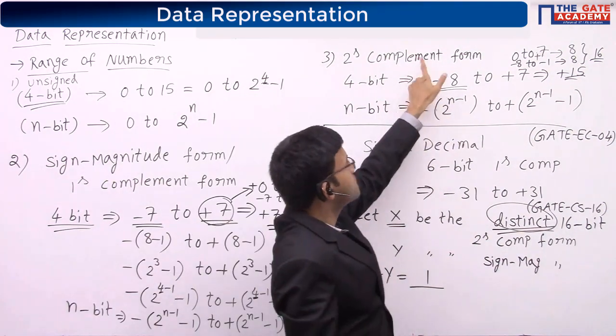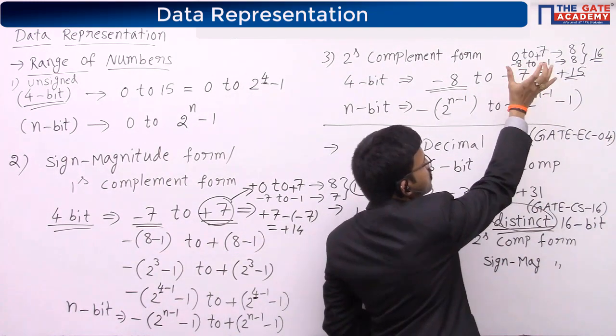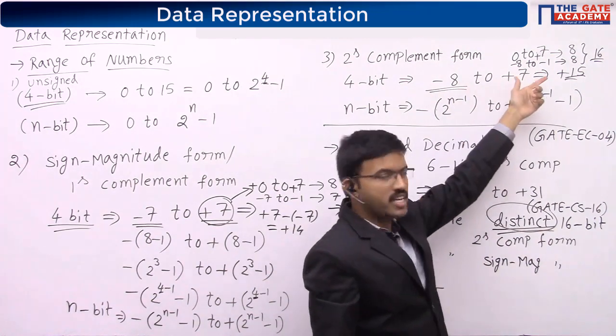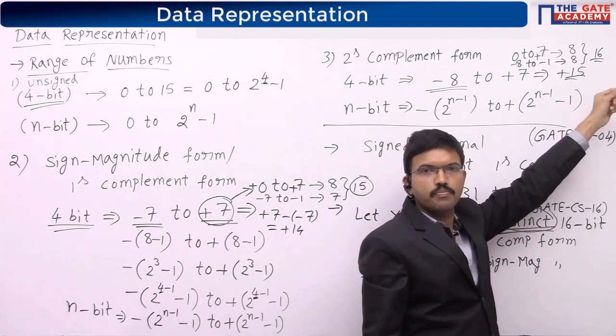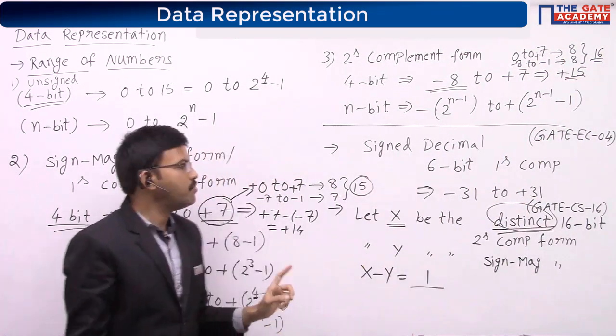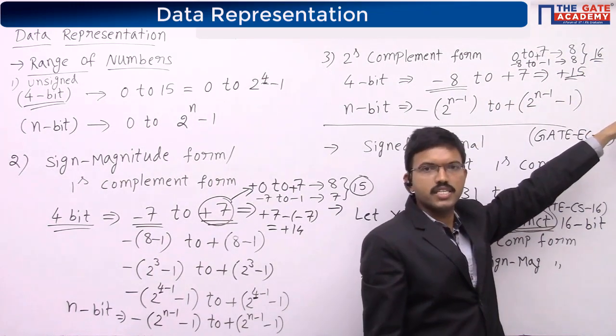Whereas for 2's complement form, you have plus 0 to plus 7. That means 8 positive integers. Similarly, you have minus 8 to minus 1. That means negative integers also 8. 8 plus 8, total 16. Here for the 4-bit case, in sign magnitude form you are representing 15 integers, whereas in 2's complement form you are representing 16 integers.